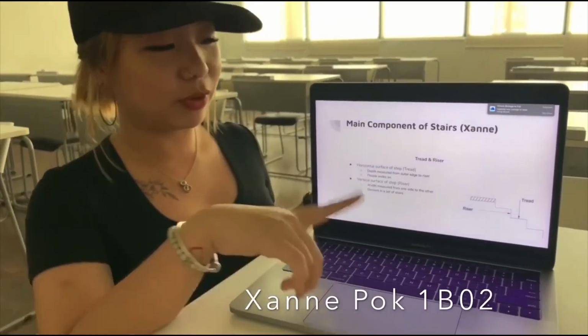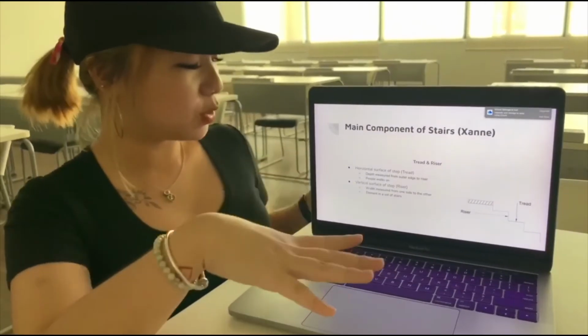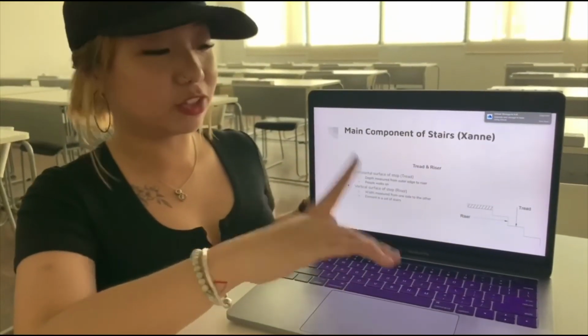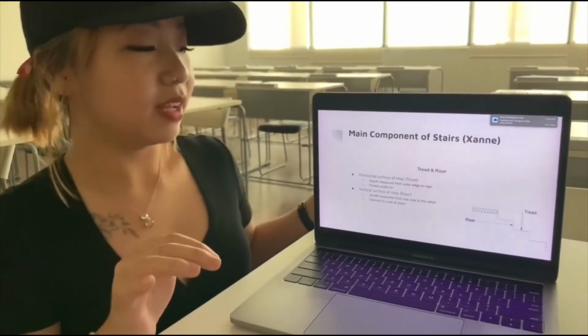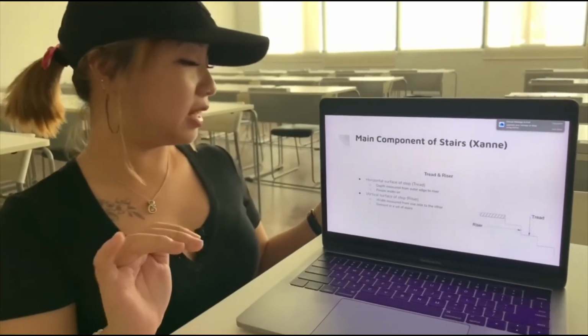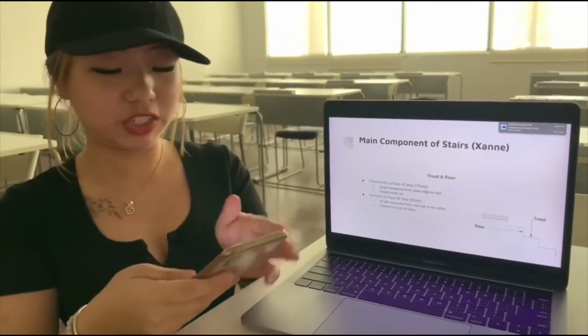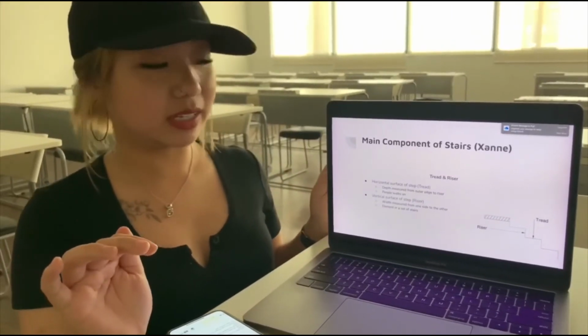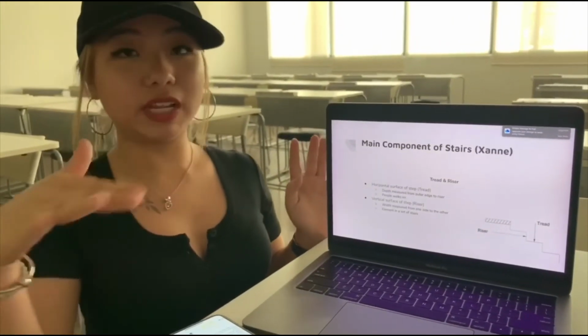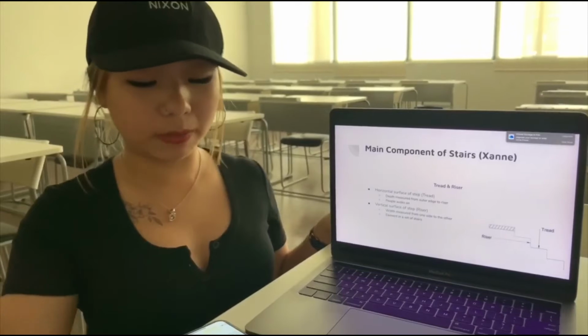Today I'll be talking about the main components of the stairs. The first component is the tread and riser. Each step is composed of a tread and a riser. A tread is the horizontal surface of the step, and its depth is measured from the outer edge to the vertical riser between the steps. The tread is where people step to go up the stairs.